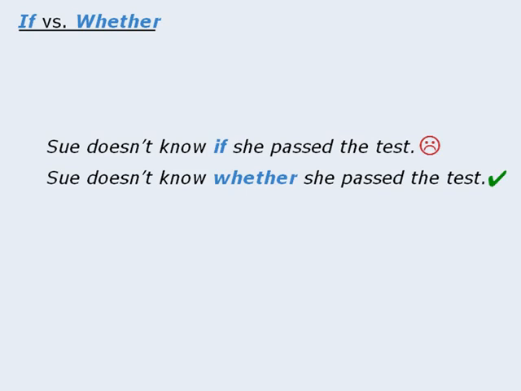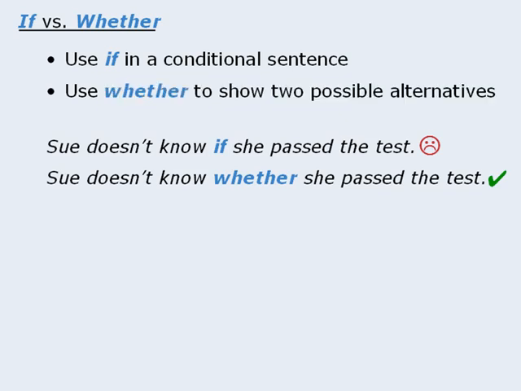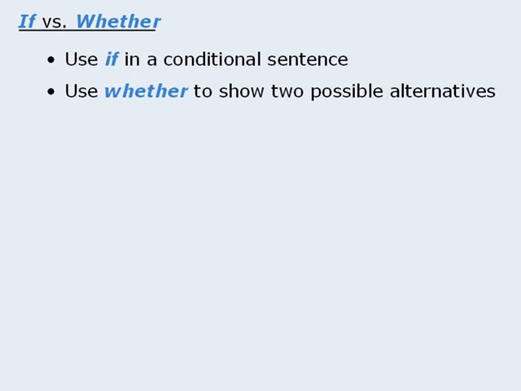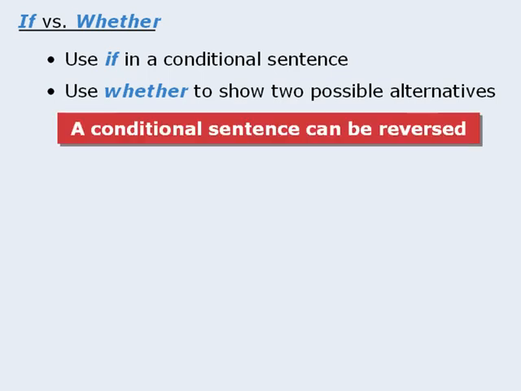On the GMAT, the rule is this. Use if when you have a conditional sentence, and use whether when you're showing that two alternatives are possible. Now for me, the easiest way to determine whether to use if or whether is to first recognize a very useful feature about conditional sentences with if. The feature is that if we take a true conditional sentence and reverse the order, the reversed sentence still makes sense.